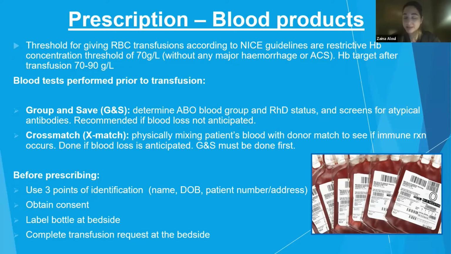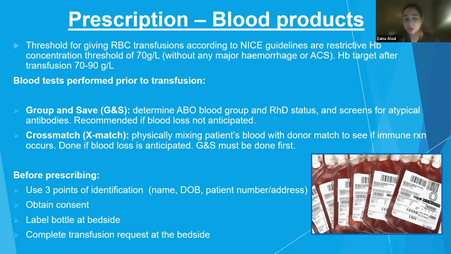There are a few blood tests that need to be performed prior to the transfusion, and that's just to make sure that the patient doesn't develop an allergic reaction to the blood due to blood groups not being matched correctly. So there's group and save and cross match, which you'll commonly hear on the wards. Group and save is done in non-emergent situations, and it's basically to determine the ABO blood group and the rhesus status of the patient, and it's also to screen for any atypical antibodies. And then you have cross match, which is basically physically matching a patient's blood with a donor match to see if an immune reaction occurs.